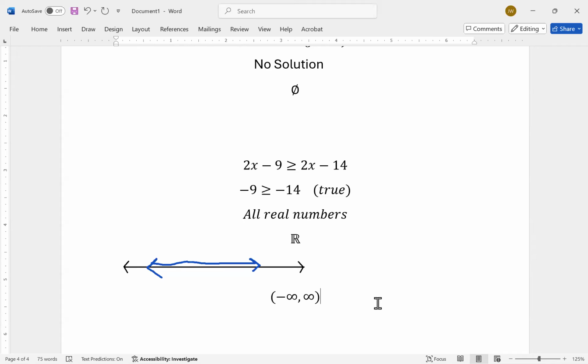Usually we don't ask for interval notation or number line notation if we have all real numbers as our solution, or if our solution is no solution.